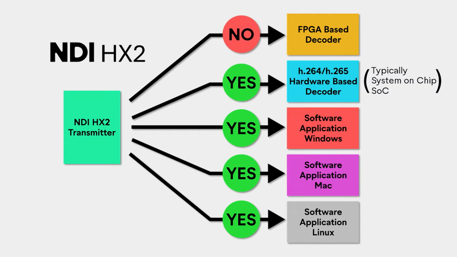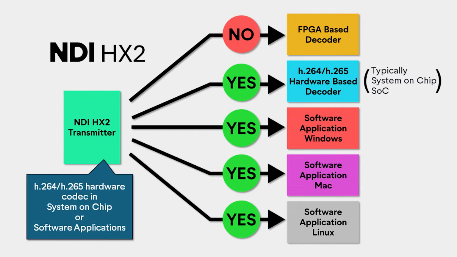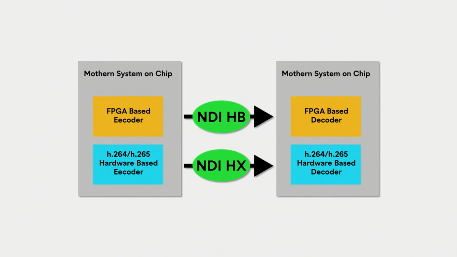Then, NDI HX2. This can be generated by a hardware encoder, system on chip, or by a software application. And it can be decoded by, again, a hardware decoder and a software application running on Windows, Mac, and Linux. FPGA is not the best choice for this kind of format. And HX3, well, this is basically exactly like HX2. Now, it's interesting to know that modern systems on chip include both FPGA and H.264 and H.265 hardware codecs. With this new generation of hardware, manufacturers are producing new products that simultaneously support NDI High Bandwidth and NDI HX.